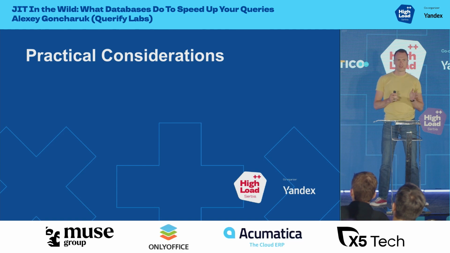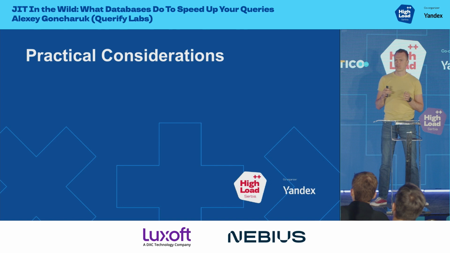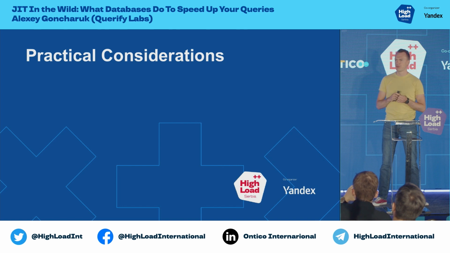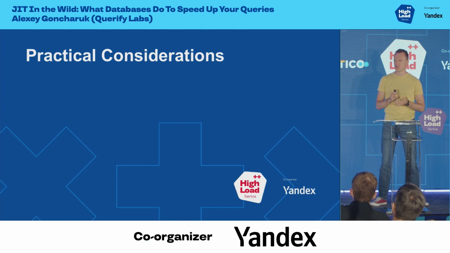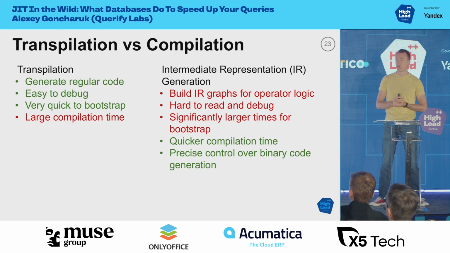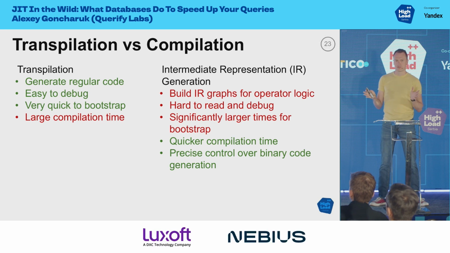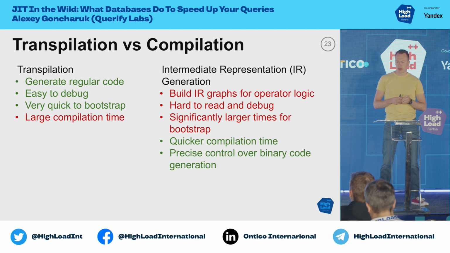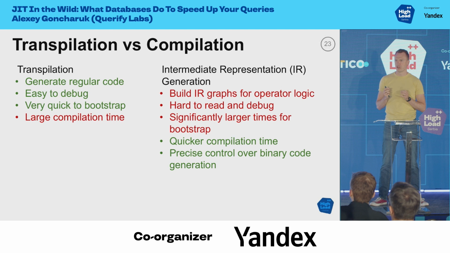Now, I think it doesn't make sense for now to dig into specifics of the code optimization, because I know precisely that today there will also be a few talks about JIT and code optimizations. So instead, I would like to discuss some practical things that we faced when we were using JIT during query runtime development. The first choice that you get is whether to use transpilation, so essentially to generate the code, or use intermediate representation generation.